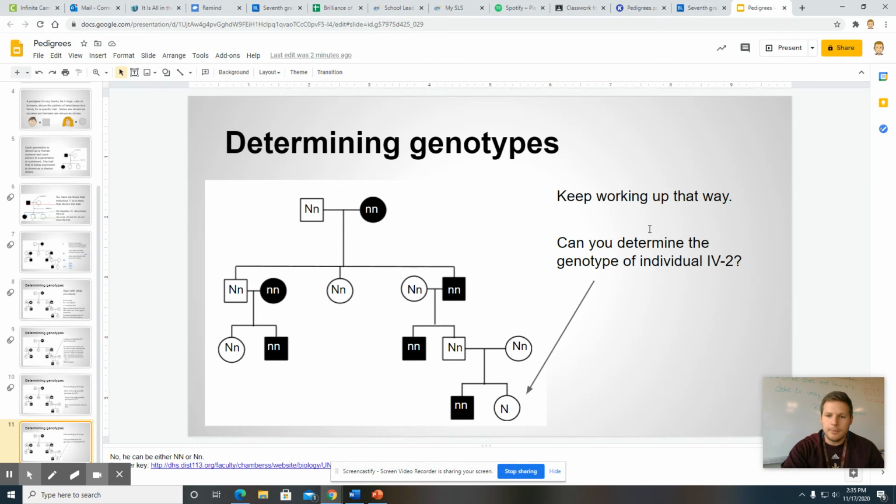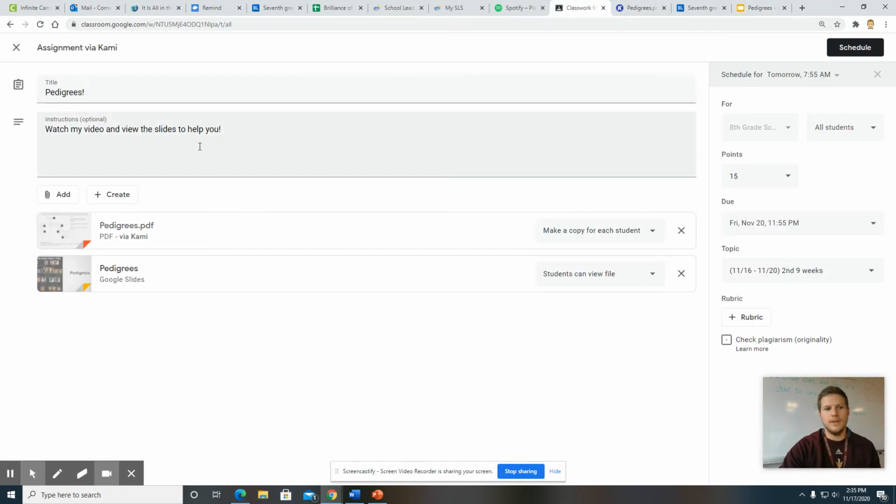Now, keep working up that way. Can you determine the genotype of individual 4-2? All right, now, this one, you have a possibility of different ones here. They can be either capital N, capital N, or capital N, lowercase n. She does not show the gene. However, there's a possibility that they have that lowercase letter here because of the genotypes of their parents, okay?